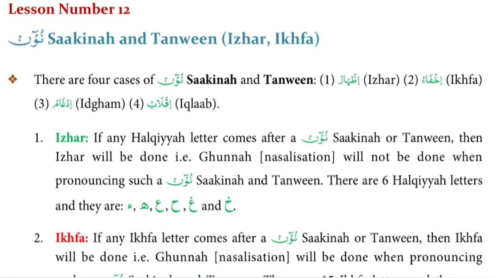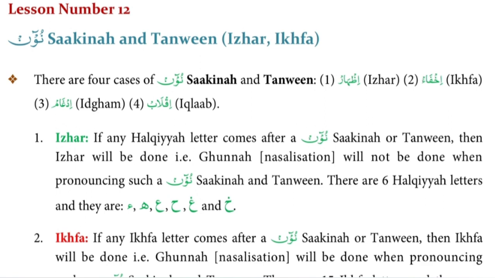There are 6 halkiya letters and they are hamza, ha, ain, ha, ghain and kha. That means if you see any halkiya letter after noon sakin or after tanween, after two zabar, two zer, two pesh, the rule is izhar will be done and ghunna will not be done. Ghunna means taking the sound into the nose. So when izhar is done, ghunna is not done. And halkiya letters are 6: hamza, ha, ain, ha, ghain and kha.